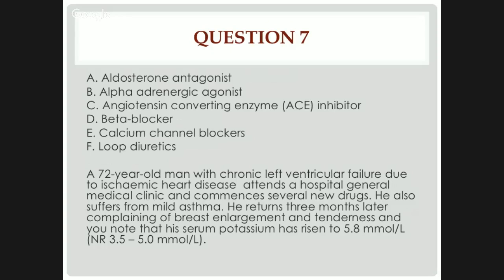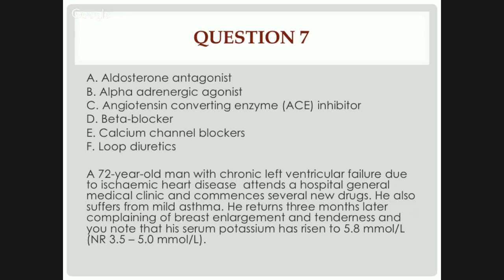72-year-old man with left ventricular failure due to ischemic heart disease attends the hospital general clinic, and he gets started on a bunch of new drugs. He also suffers from mild asthma. He returns 3 months later complaining of breast enlargement and tenderness, and his potassium has risen to 5.8, which is well above normal. What class of drug was he started on? No. Anyone know? A, good, aldosterone antagonist. So painful gynecomastia is a common side effect of spironolactone, which is an aldosterone antagonist.